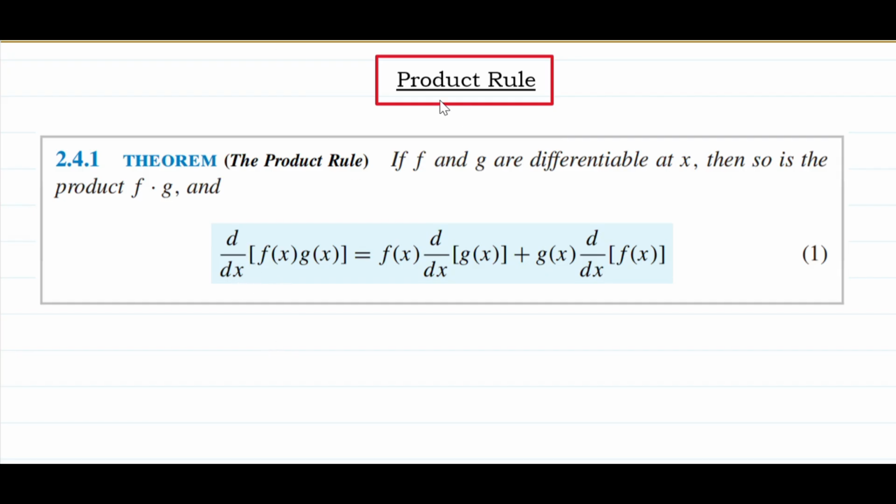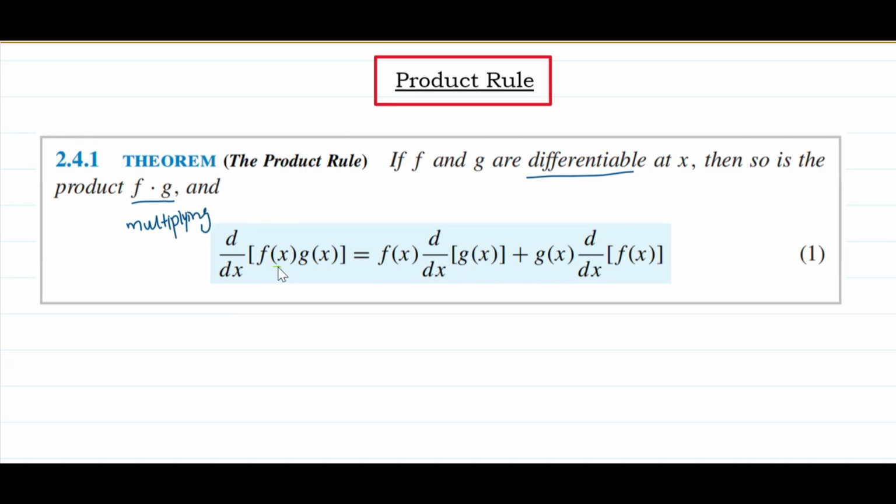What is product rule? According to the definition, if two functions are multiplying and they are differentiable, then the formula for the derivative is: the first function as it is and the derivative of the second function, plus the second function as it is and the derivative of the first function. Let's use this in some examples.